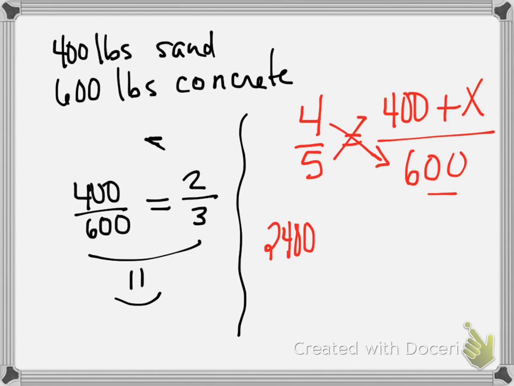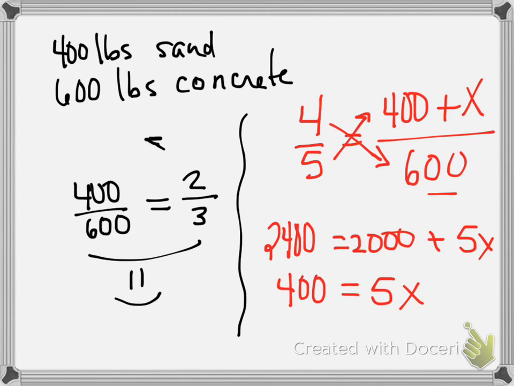2400 is 2000 plus 5x. Subtract 2000 from both sides. So 400 is 5x. So x equals 80. So that means we added 80 pounds of sand.